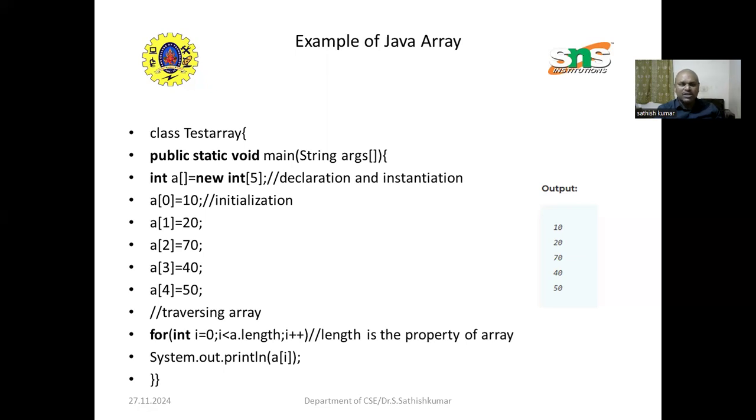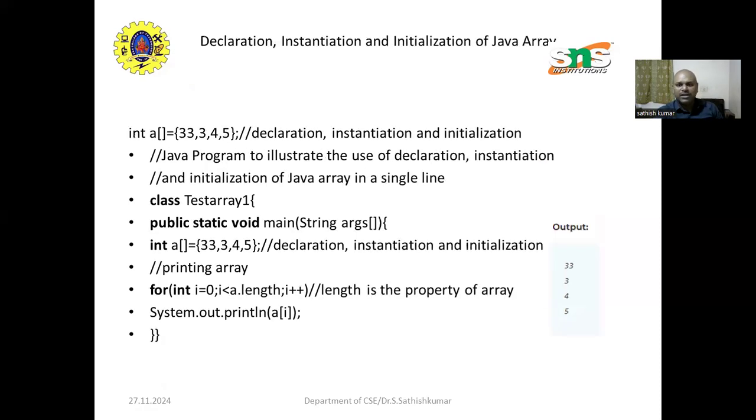What is the meaning of this? System dot out dot println of a of i prints a of 0 to a of 4 in order. The iterations run from 0 to 4. After the fifth element, it checks again; when the sixth index comes, it comes out of the for loop and the program ends. That is the program. This is declaration, instantiation, and initialization of a Java array.